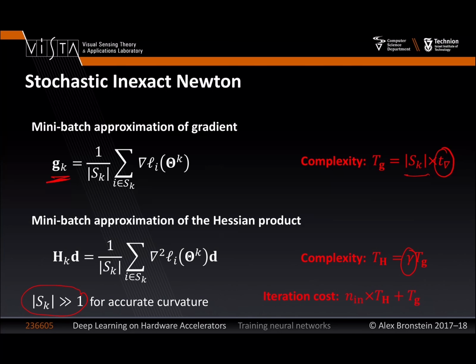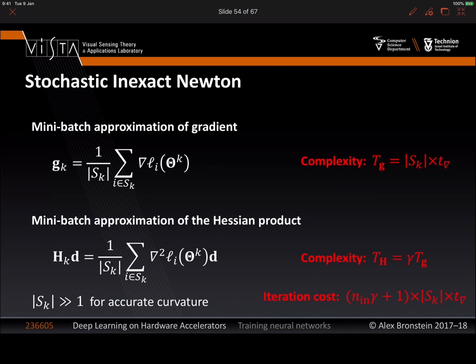Now the iteration cost will be the number of Hessian products times the number of internal iterations, let's say from 5 to 50, something like that, plus the cost of the gradient. So I evaluate the gradient once, and then I do, let's say, 50 iterations to solve approximately the Newton system. And in every iteration, I need the Hessian product. Okay? So this is the complexity I'm going to pay here. Just before, let's express it in terms of this quantity, which to me is just a unit of time. It will be the number of inner iterations times this constant gamma plus 1, times the size of the mini batch, times the cost of the gradient.